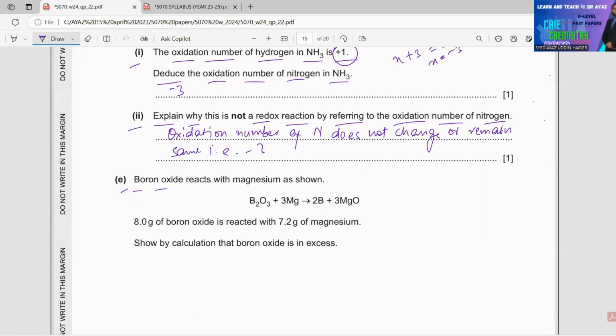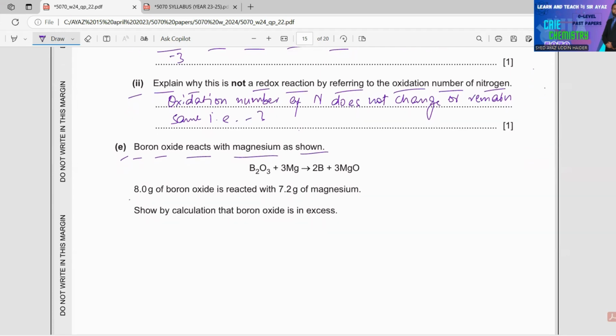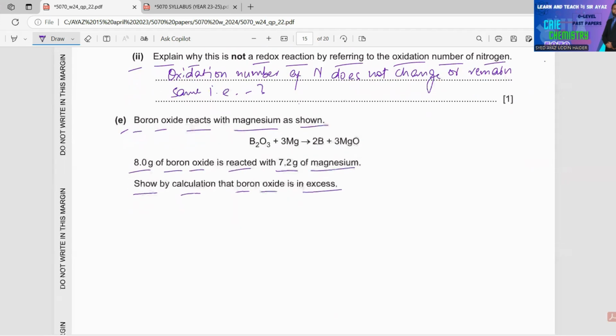Part B. Boron oxide reacts with magnesium as shown. Reaction equation: B2O3 plus 3Mg gives 2B plus 3MgO. 8 gram of boron oxide is reacted with 7.2 gram of magnesium. Show by calculation that boron oxide is in excess.